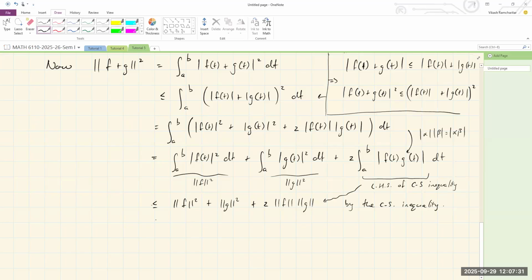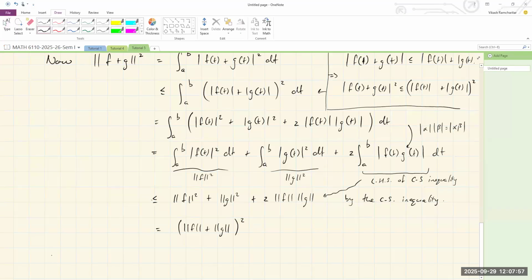Okay. Now, this right-hand side is simply norm f plus norm g, all squared. And so the left-hand side, norm of f plus g all squared, is less than or equal to norm f plus norm g all squared. So I'm just going to square root both sides. So just square root both sides.